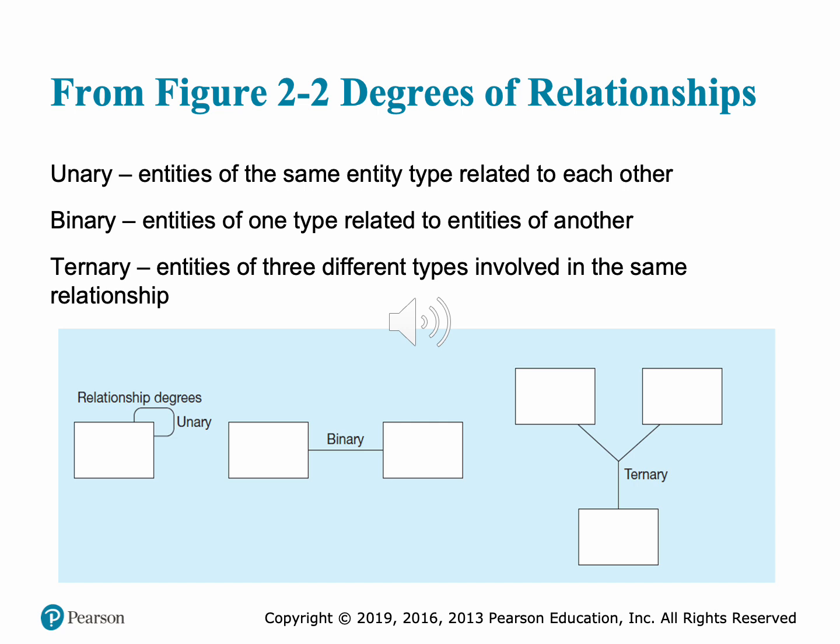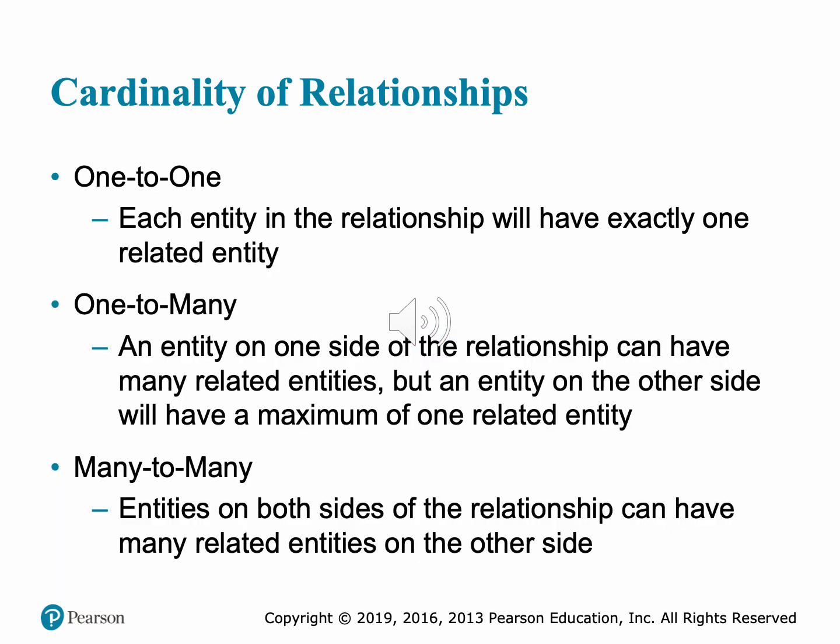So one example of a unary relationship would be a supervisor-subordinate relationship. Another example exists between employees. An example of a binary relationship may be an employee working in a department. A ternary relationship may involve a product being shipped by a particular supplier and to a particular warehouse.